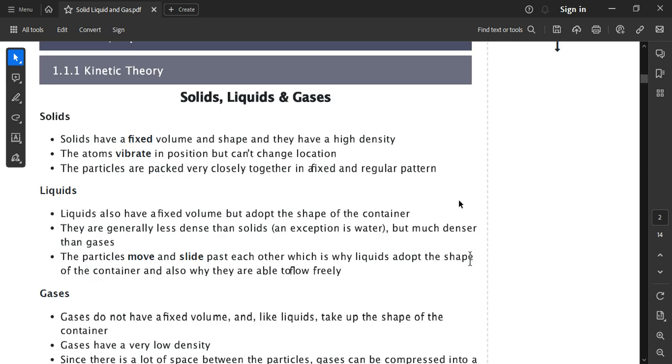Let's look at solids first. Solids have a fixed volume and shape, and they have a high density. The atoms vibrate in a fixed position but cannot change their location. Their particles are packed very closely together in a fixed and regular pattern.